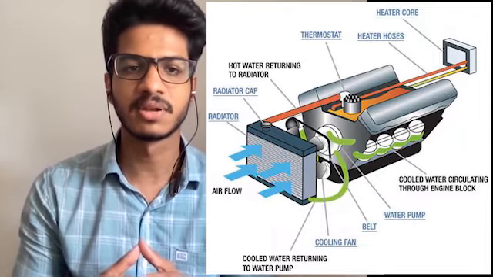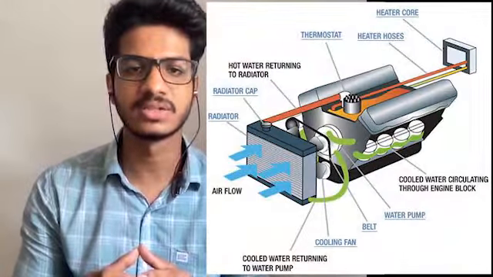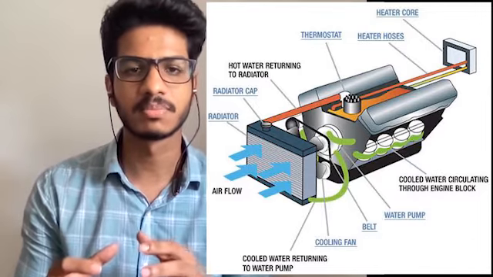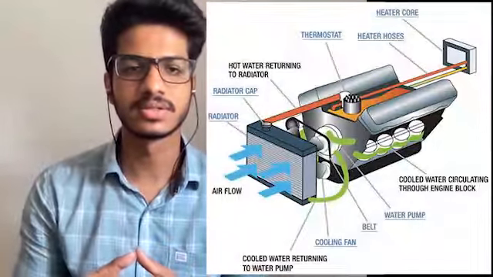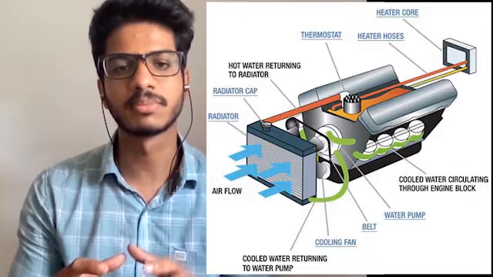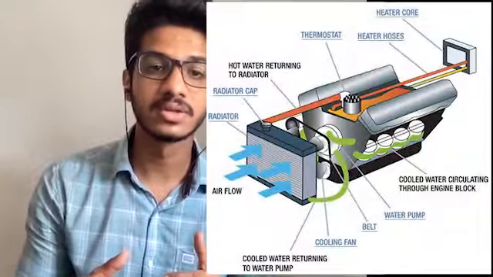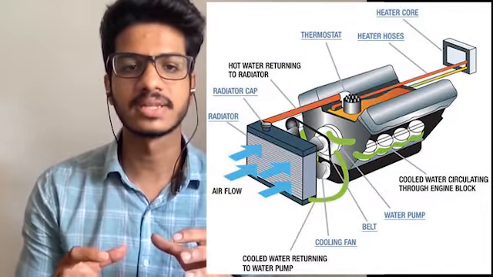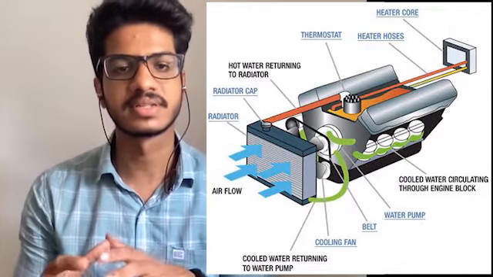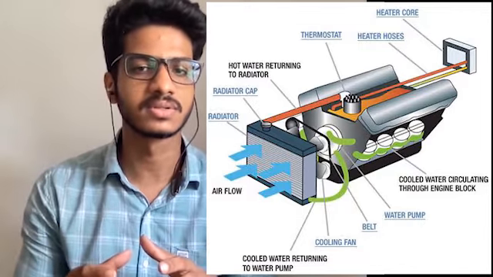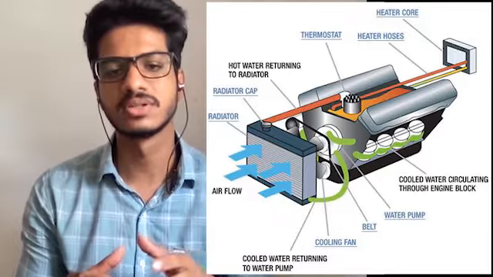The cooling system is made up of the passages inside the engine block and the heads, a water pump to circulate the coolant, a thermostat to control the temperature of the coolant, a radiator to cool the coolant, a radiator cap to control the pressure inside the system, and the interconnecting hoses to transfer the coolant from the engine to the radiator.